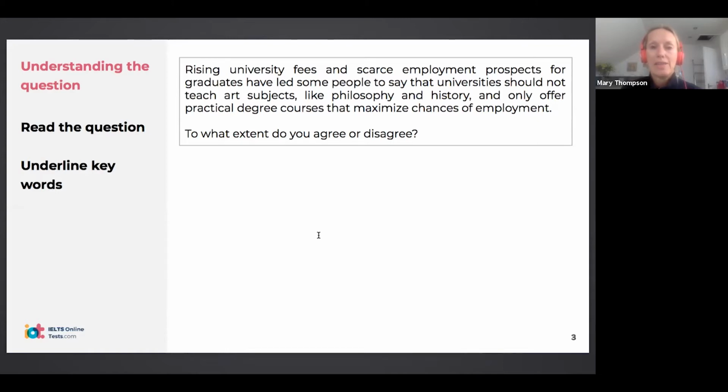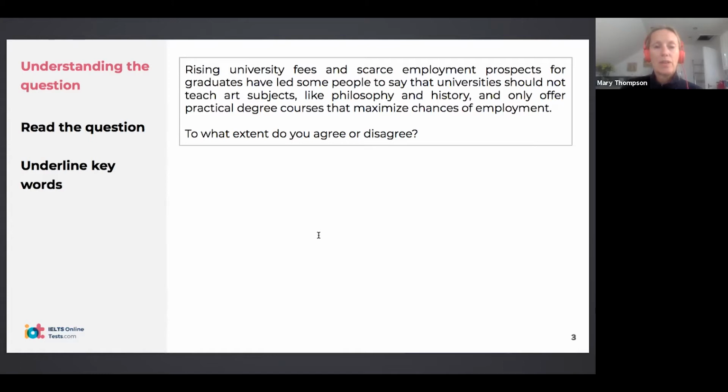Rising university fees and scarce employment prospects for graduates have led some people to say that universities should not teach art subjects like philosophy and history, and only offer practical degree courses that maximize chances of employment. To what extent do you agree or disagree? Okay, so we're looking at really how much you agree with this or disagree.